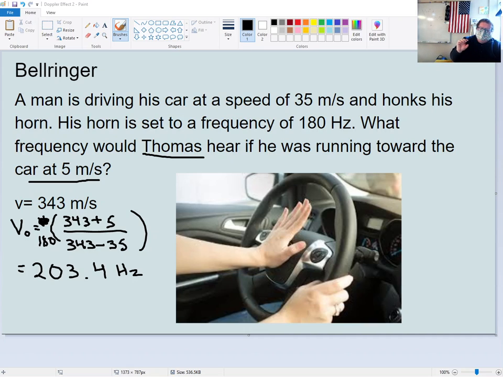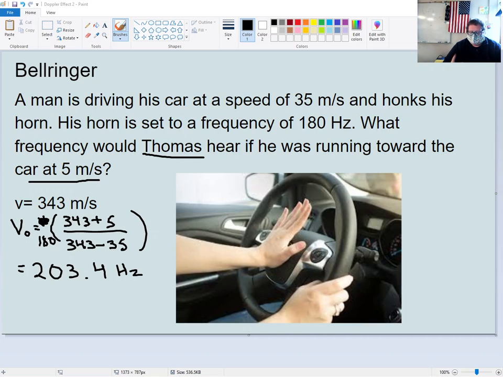It does make sense in a way because they're both contributing, right? By him moving towards it, he's making the top bigger and the bottom smaller, so they get a bigger difference. If he was moving really fast towards the source, it would be an even greater shift in the parent frequency. On bottom, 343 minus 35, you do the math there, you should get 203.4 hertz for your final answer. Hopefully this makes sense.